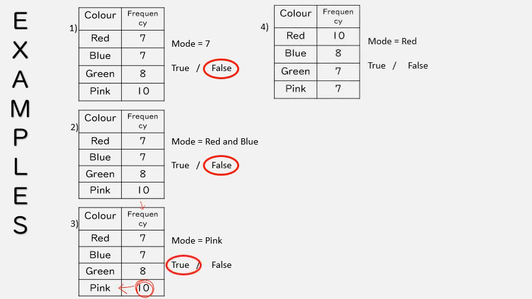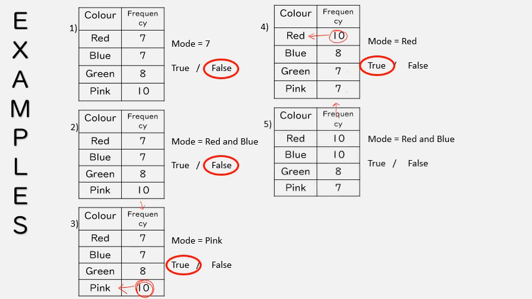Another example is they're proposing that the mode is red. Well, let's have a look. We look at the frequency column, which is the highest frequency. It is this 10, that's bigger than 8, bigger than 7, bigger than 7. And what does that 10 mean? It means red came up 10 times. So red is the most common, so that's true.